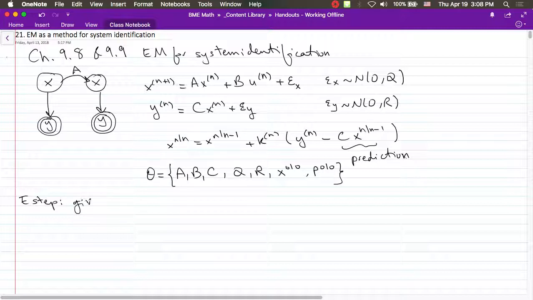All right, so what's going to be our E step? We have some guess. Given theta, we find x. So that's the Kalman filter.